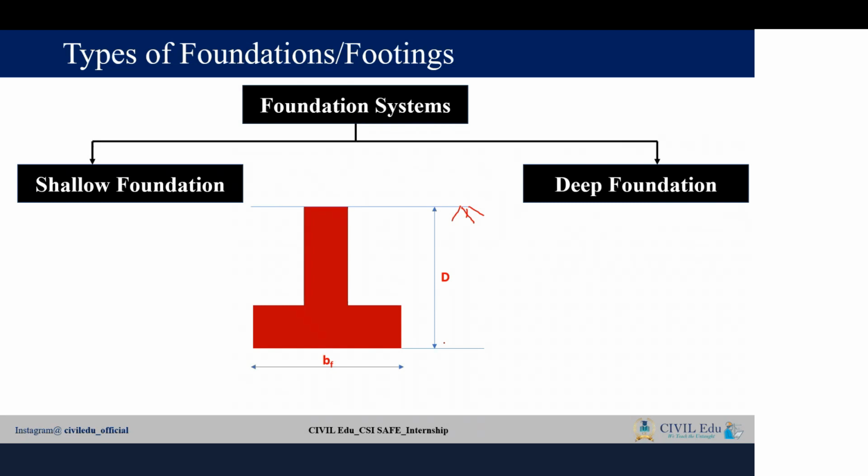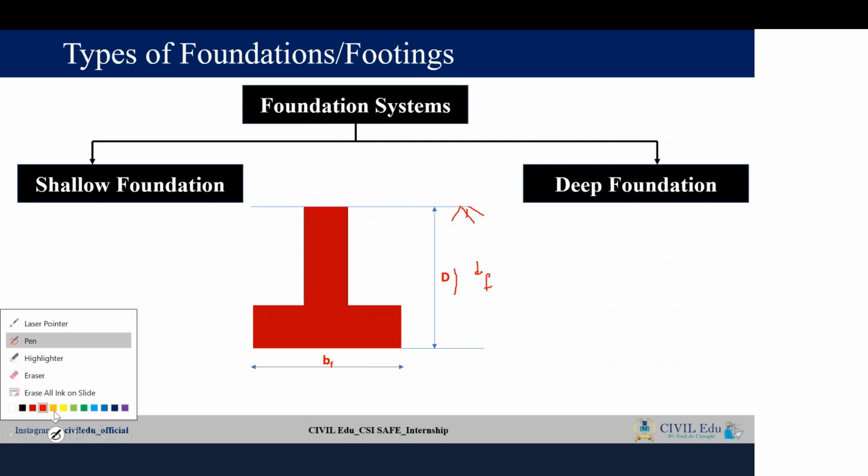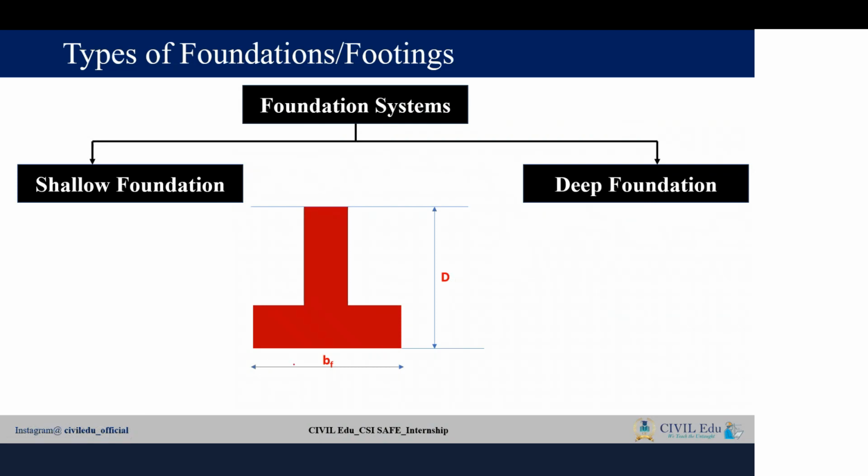In simple terms, you can represent it with capital D, or sometimes people also represent it with D suffix F, depth of foundation. Anything is okay. These are the two important dimensions that need to be evaluated before designing the foundation or footing: width of the foundation and depth of the foundation. Now the question is, when do we call a foundation a shallow foundation and when a deep foundation? What's the difference?